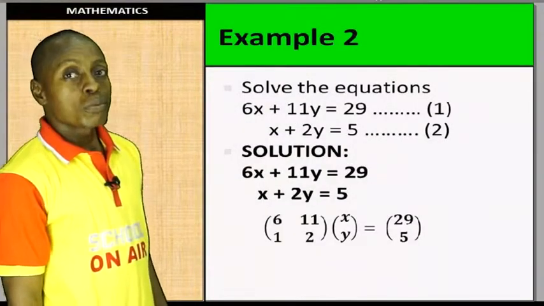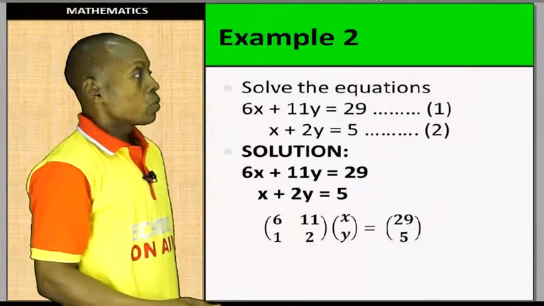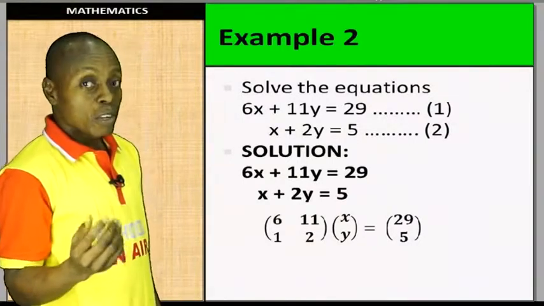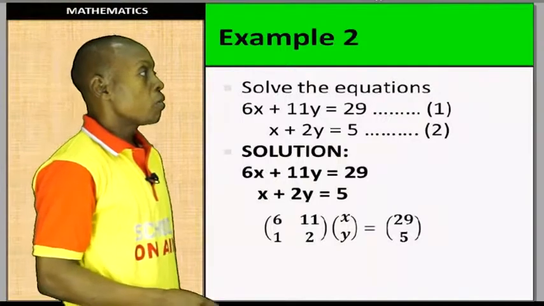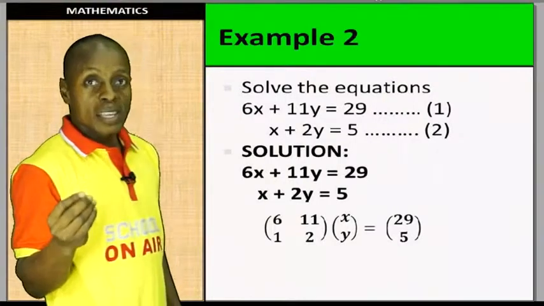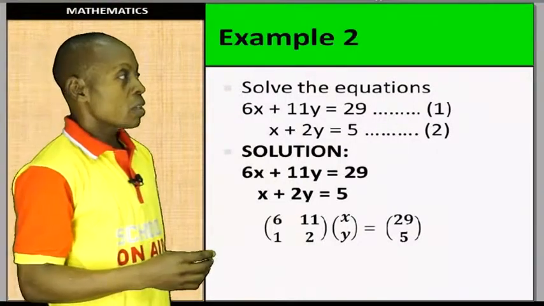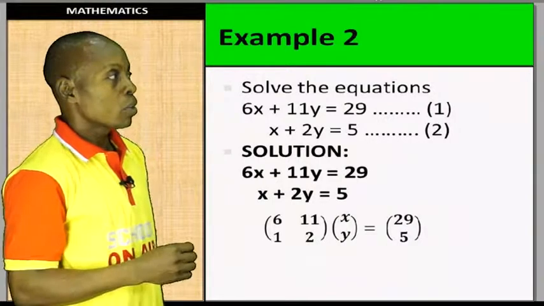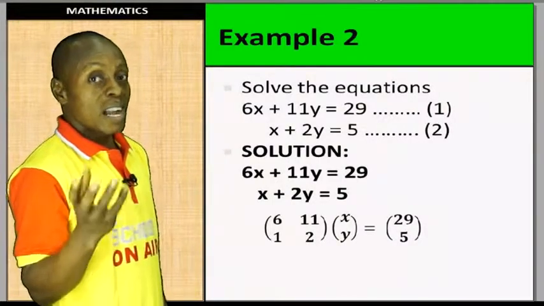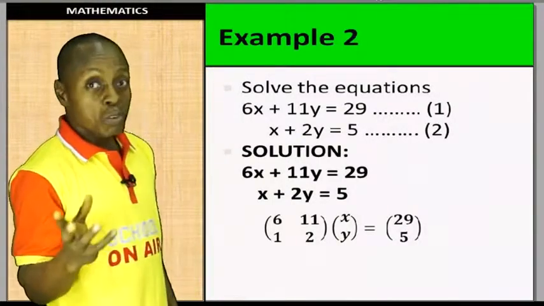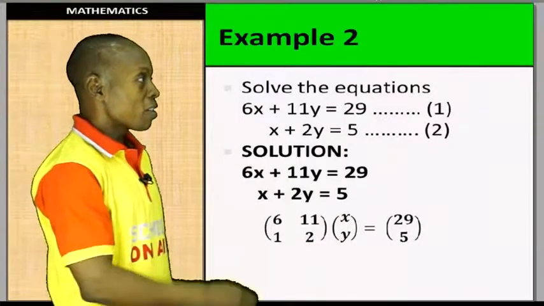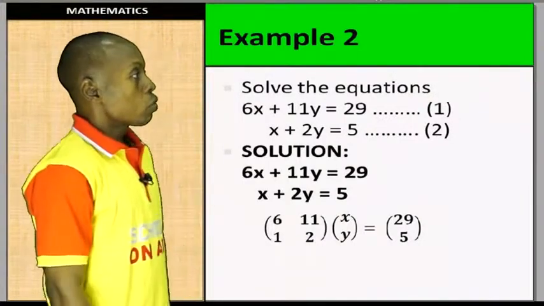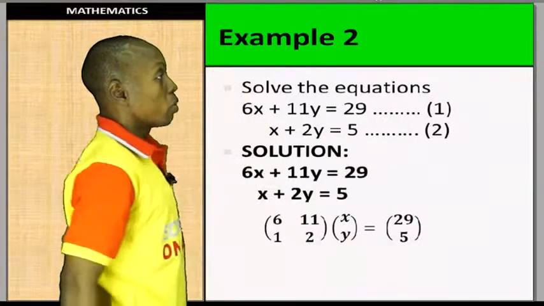This is the second example on how to use your knowledge of matrices to solve two linear equations at the same time, because the word simultaneous means at the same time. So how do we solve two linear equations at the same time? Let's look at this second example. We are asked to solve the equation. Look at the equation on the board.